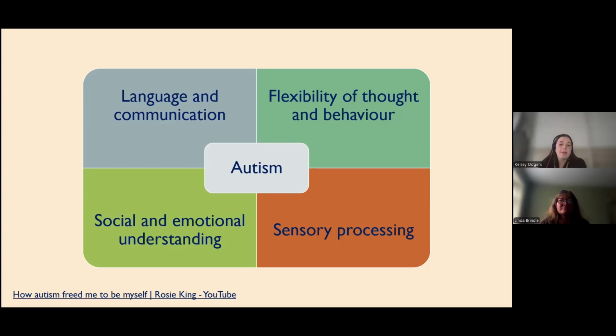Another area is flexibility of thought and behavior. This is a tendency for rigidly held beliefs, often called black and white thinking. It's around disliking change, so needing a sense of a strong routine, which means that changes or unexpected things can be really difficult for some young people. Also, obsessions with objects or topics.